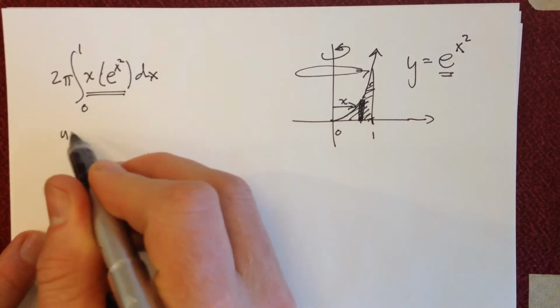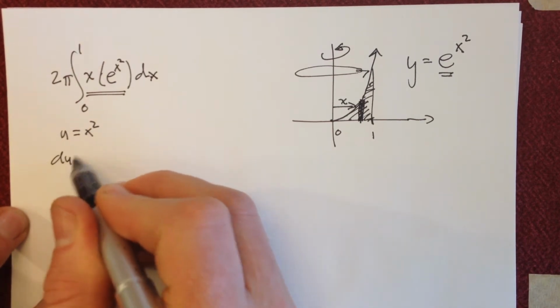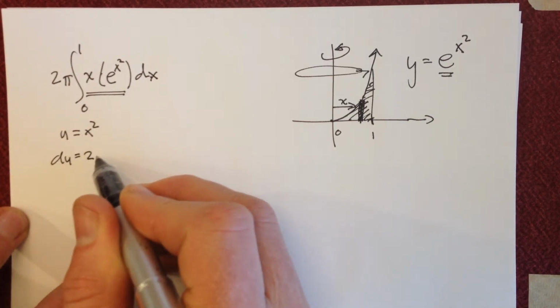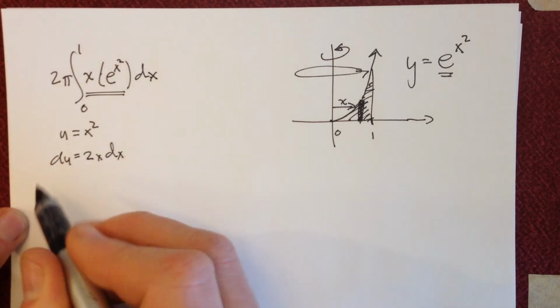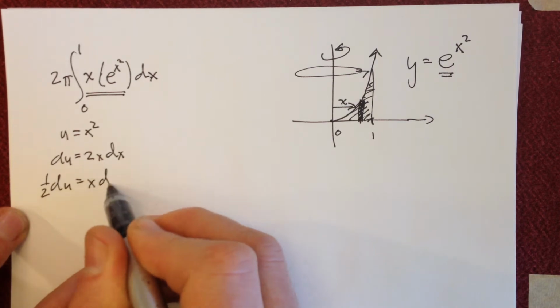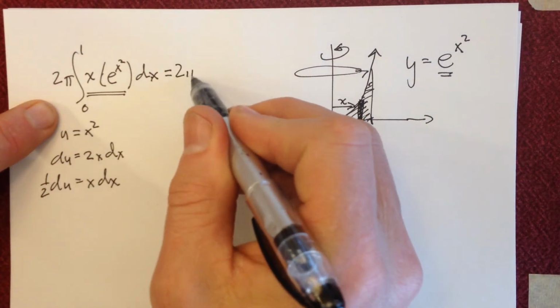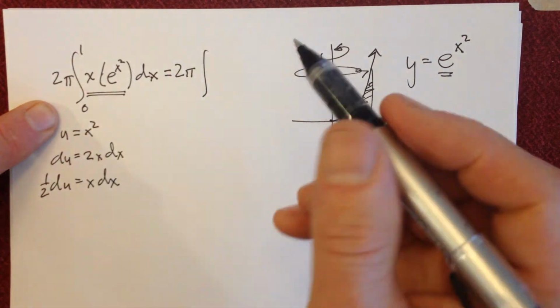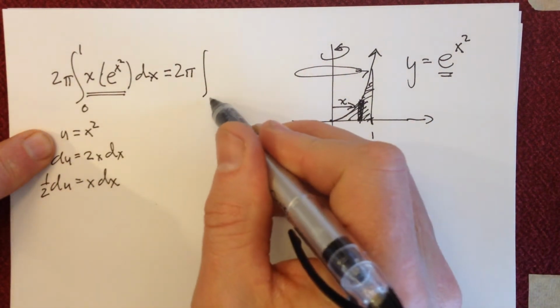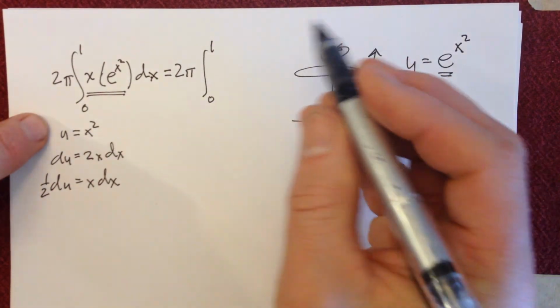So if I just simply let u equals x squared, then du is equal to 2x dx, and 1/2 du is equal to x dx. So that means this can be written as 2 pi times the integral. If I plug in 0, I get 0. If I plug in 1, I get 1. So that makes that easy.